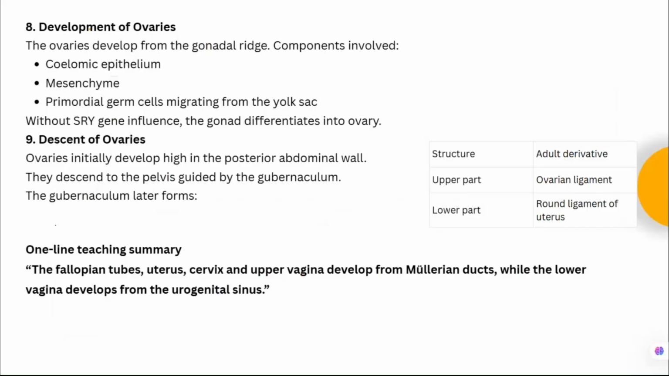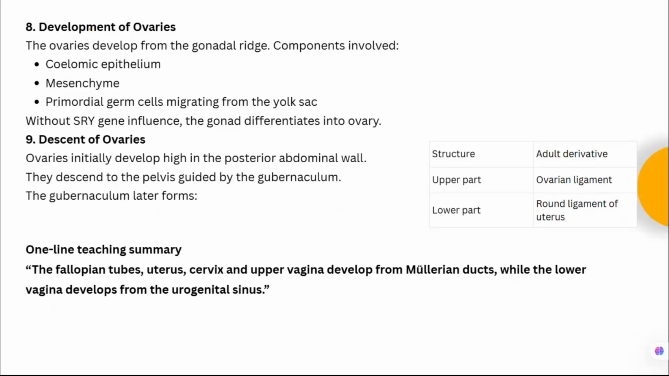Then development of the ovaries. The ovaries develop from the gonadal ridge. The components involved are the coelomic epithelium, mesenchyme, and the primordial germ cells migrating from the yolk sac. Without SRY gene influence, the gonad will differentiate into the ovary. So if there is no SRY gene influence, then obviously the gonad will be the female gonad, that is the ovary.